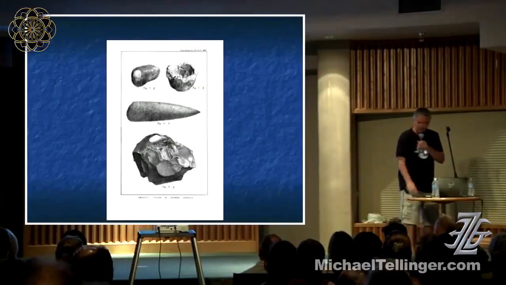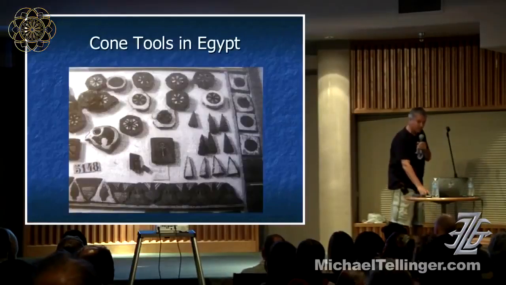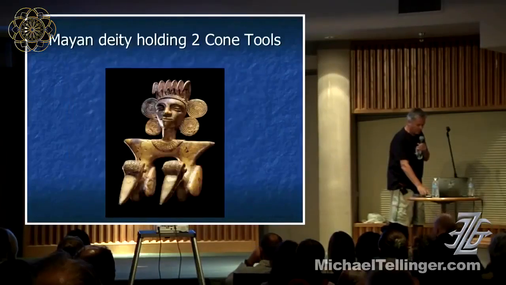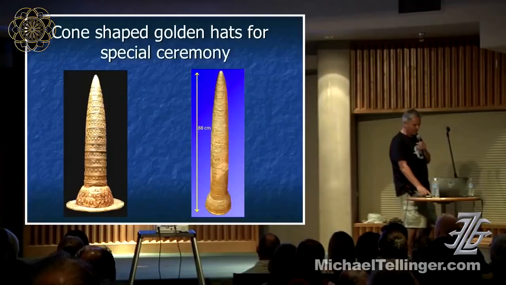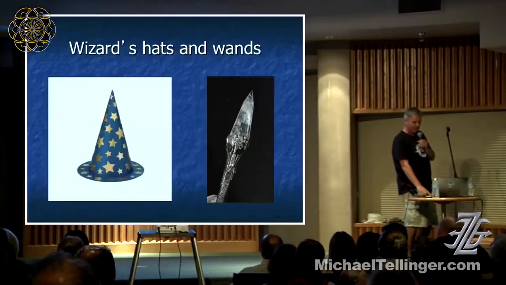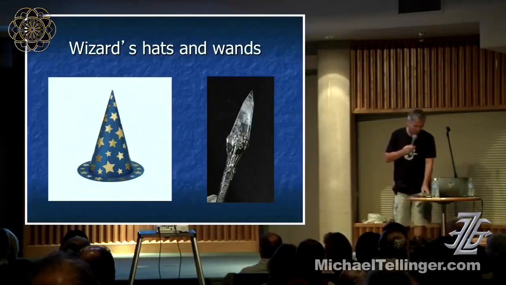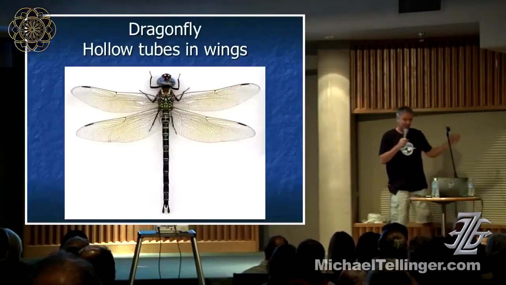This is from an iron mine in England. These are cones in Egypt. They were completely ignored until I found them. Cones in Australia, a Mayan deity holding two cones, just like Ed Leedskalnin was apparently seen. These cone-shaped hats are found in some tribes and were used for special ceremonies. Why do wizards have hats as cones, and why are wizards' wands cone-shaped?